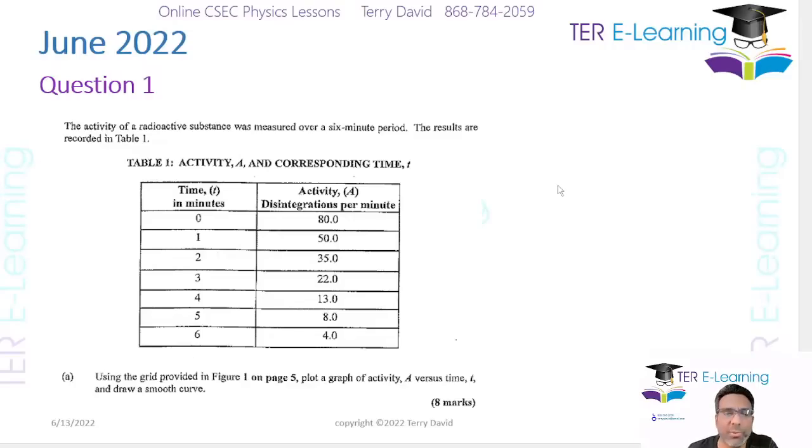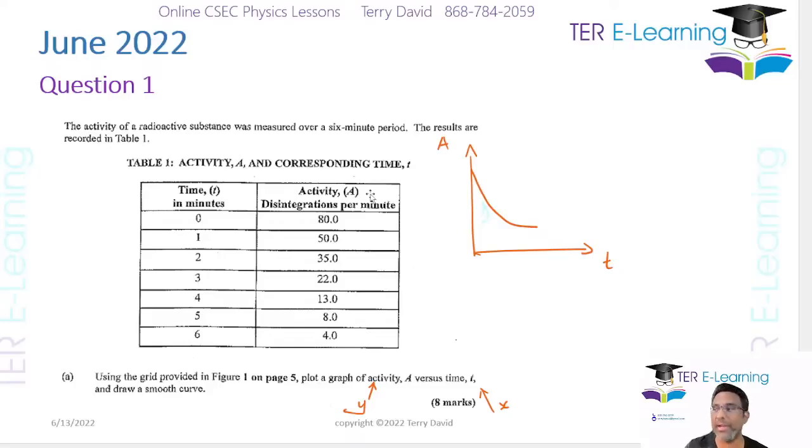Yeah, so essentially what they want us to do is to plot a graph of activity versus time for 8 marks, right? So this here, your activity, is going to be on your y-axis and your time has to be on your x-axis. So before you even plot the graph, you should have an idea of what it should look like, right? And essentially what we're going to have here is activity, we're going to have time, and we expect that the graph is going to look like this because it's going to be a decay curve, right? So first things first, I want to get that data next to my graph paper.